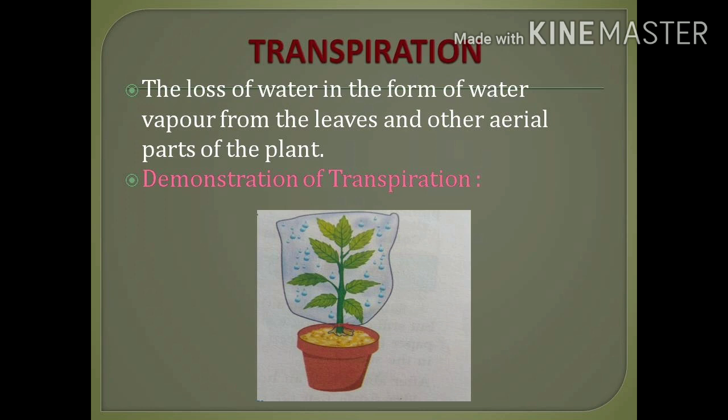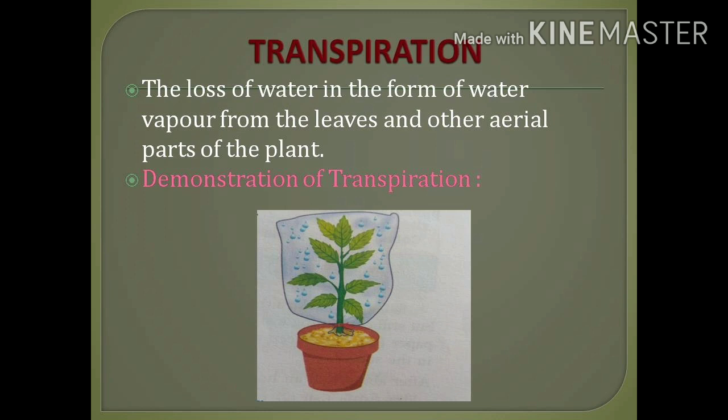Transpiration is the loss of water in the form of water vapor from the leaves and other aerial parts of the plant. In transpiration, the plant loses water in the form of water vapor. Here the word water vapor is very important. And it loses the water in the form of water vapor from the leaves as well as from the other aerial parts, that is through the stem as well as the lenticels. So that process is called transpiration.